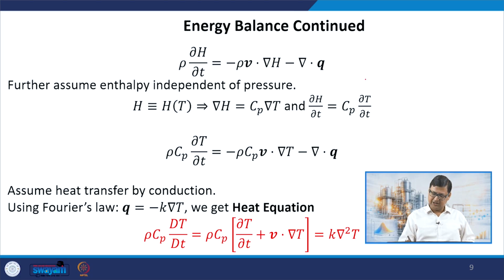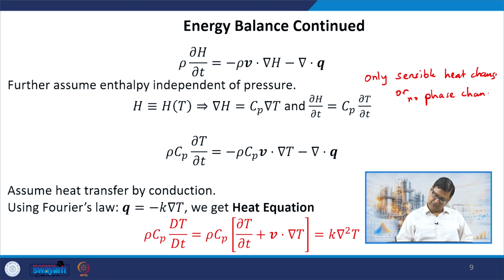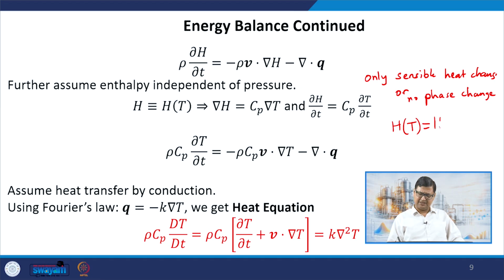And if we are looking at only sensible heat change, or no phase change, and further if I assume that Cp is essentially constant, it is not dependent on temperature, then enthalpy at any temperature T can be written as some standard value of enthalpy, H naught, that is constant at reference temperature Tr, plus Cp into T minus Tr. Tr is something like standard, like 25 degrees Celsius.